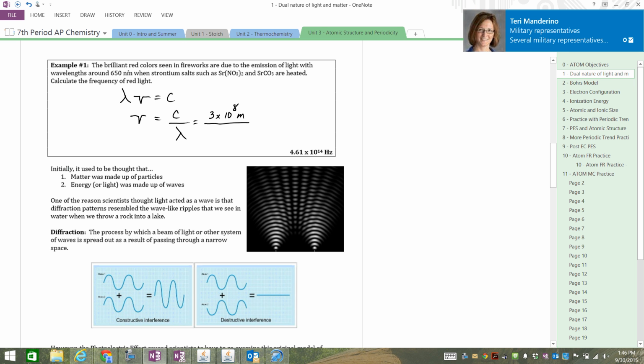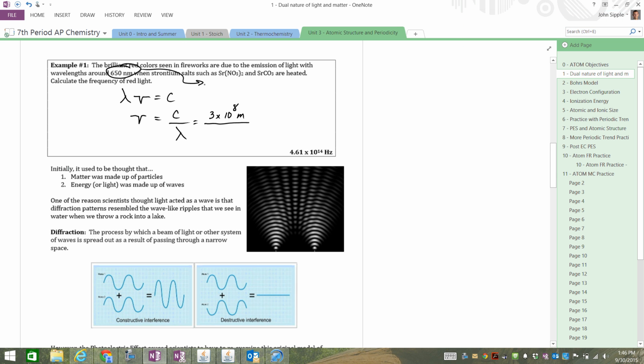But the issue is we've got nanometers. So we need to convert 650 nanometers into meters. The way I'm going to do that: in 1 meter, there are 1 times 10 to the 9 nanometers. So we're going to divide 650 by 10 to the 9, which is 650 times 10 to the minus 9. Can you do it without your calculator?